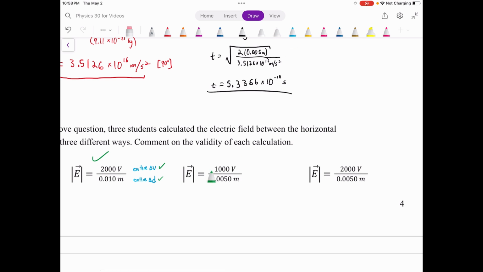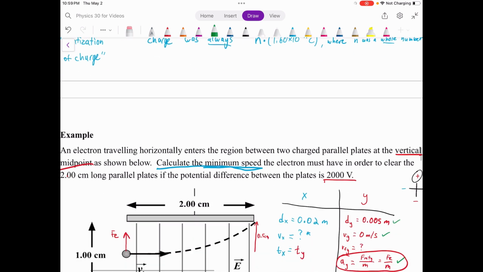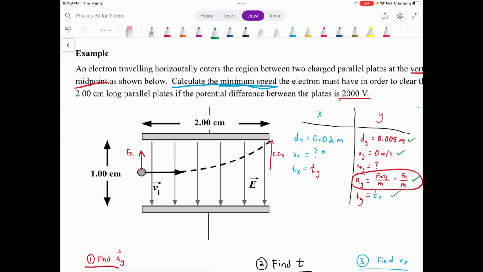They've used 1,000 volts, which is half of the potential difference. And they've only used half the distance. You can actually see why they might do that, right? Because the electron started halfway, so they might have just been thinking about it that way. Let's just think about the voltage from here to here instead of all the way across the plates. Now, is that okay? Can they use half the voltage if they only use half the distance as well?